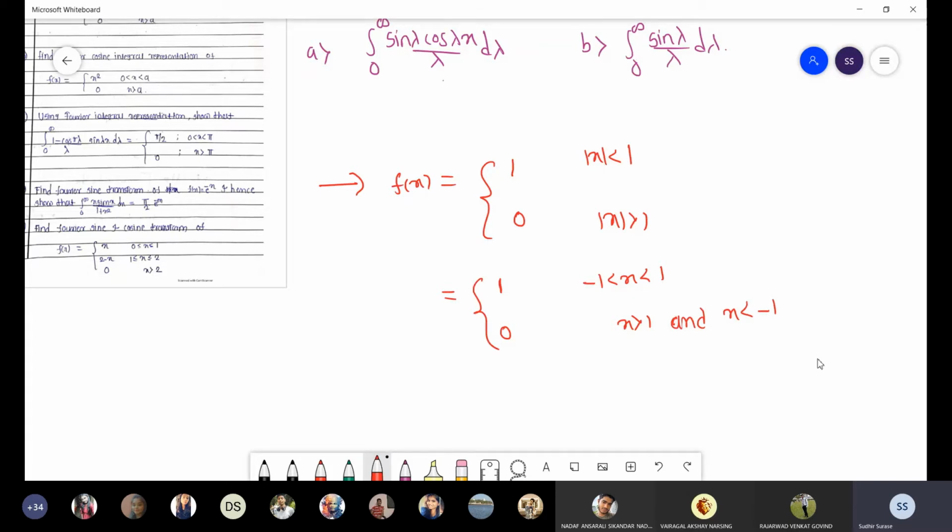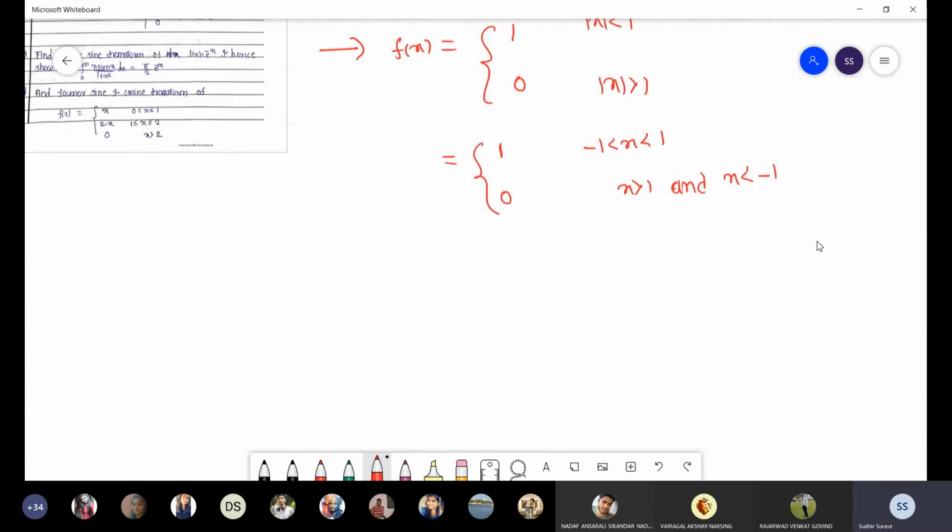So let us draw this and we will identify whether the given function is odd or even. If I draw, this is the y-axis, this is the x-axis. Okay, and then in the interval minus 1 to 1, let us say 1 is here and here we have value 0, and on the negative side we have minus 1, suppose here.